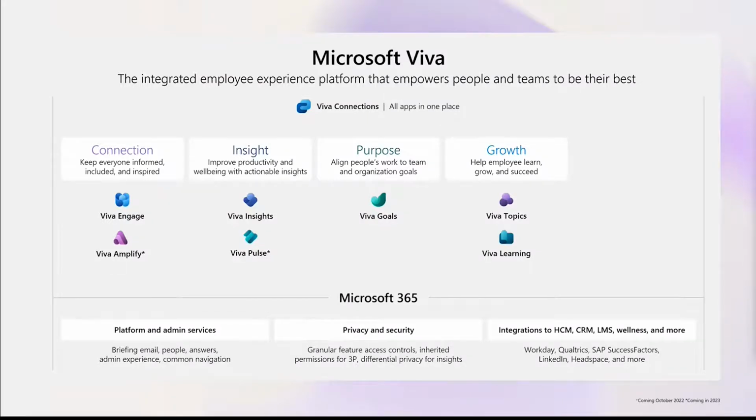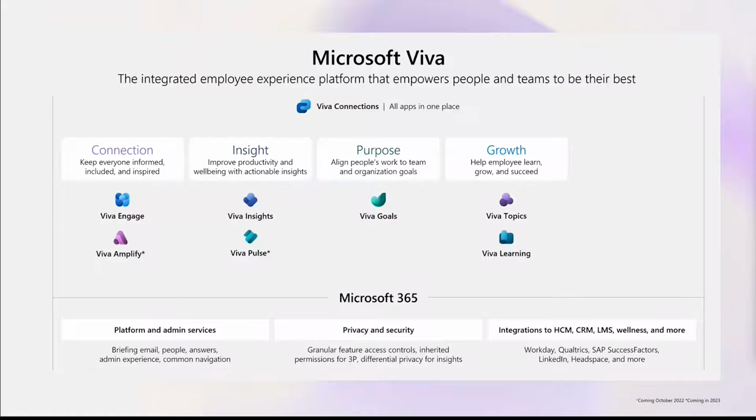We've got Insight, which is about improving productivity, where we have Viva Insights, which is already released, and Viva Pulse, which is coming out again shortly. Then we've got Purpose, which is all around Viva Goals, and we've got some customers I'm already working with who are doing proof of concepts around Viva Goals and whether that fits in with what they're trying to look at for staff in their particular organisation. And then we've got Growth, which is about helping your employees learn and succeed. So Viva Topics and Viva Learning.